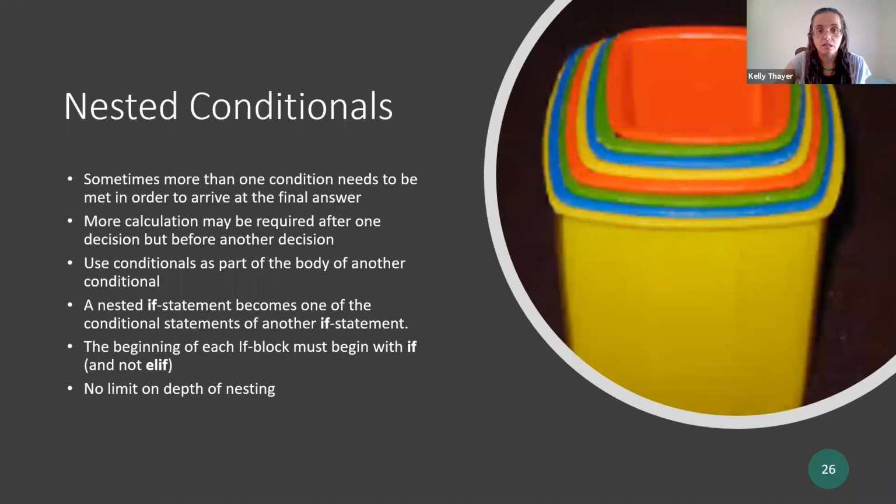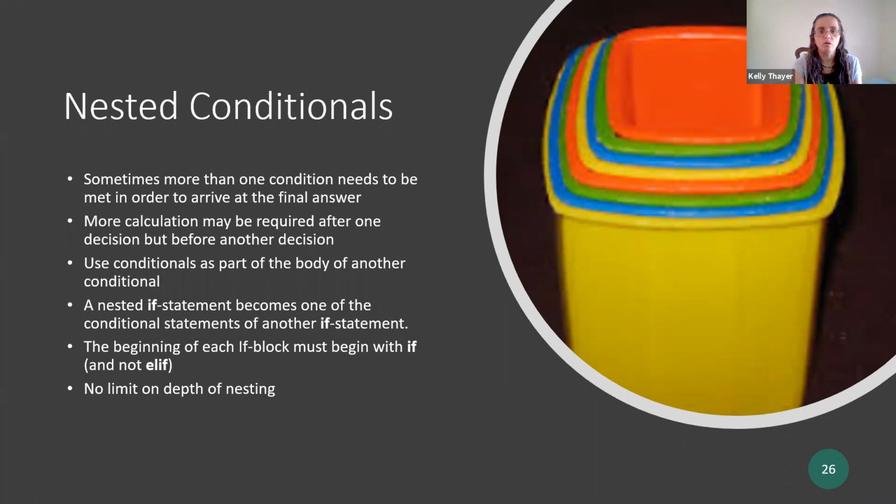That brings us to nested conditionals. So I've taken these nested blocks to help you visualize what we might mean by nested conditionals. Sometimes more than one condition needs to be met in order to arrive at the final answer. So more calculation may be required after one decision, but before another decision. So we're going to use conditionals as part of the body of another conditional. A nested if statement becomes one of the conditional statements of another if statement.